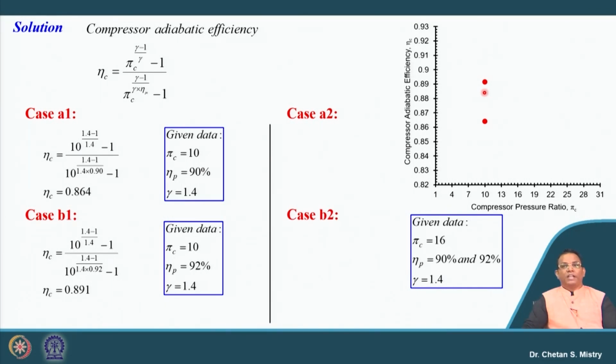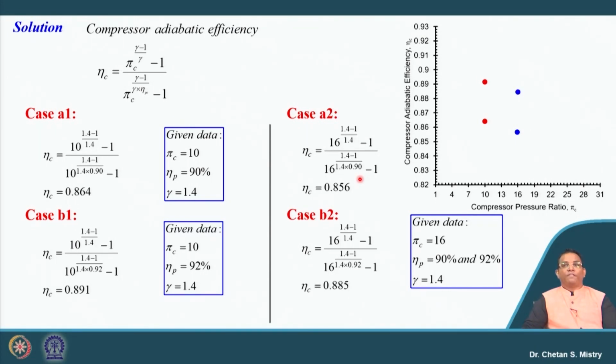Now, one more case. If I have a pressure ratio of 16 and polytropic efficiencies of 90% and 92%, what will be my adiabatic efficiency? Let us calculate that part. Taking a compression ratio of 16 and polytropic efficiency of 90%, my adiabatic efficiency comes to 85.6%. In the same way, taking a polytropic efficiency of 92%, I get an adiabatic efficiency of 88.5%.